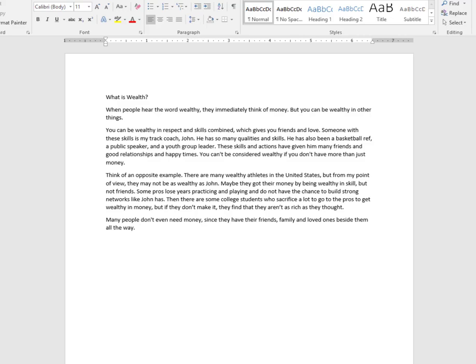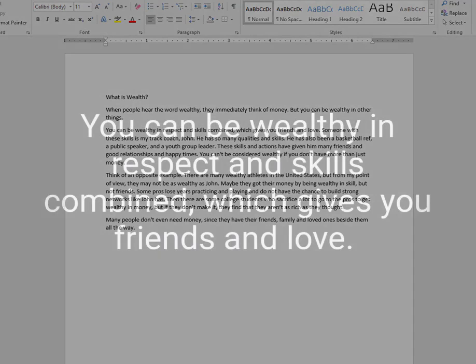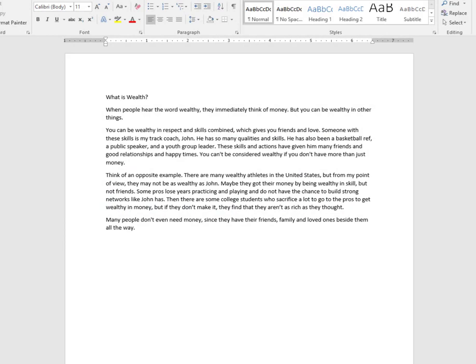Okay, and so if we move on into the first body paragraph: "You can be wealthy in respect and skills combined, which gives you friends and love." So that's a solid topic sentence for this paragraph. As a reader, I expect to see something about actions, skills that are practiced that give people friends. Let's see if it plays out. Here's the rest of the paragraph.